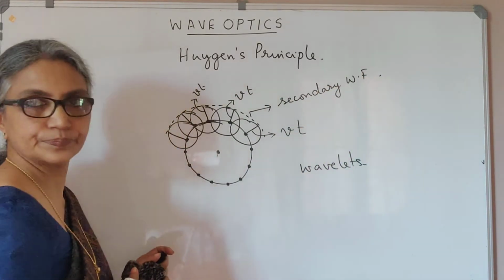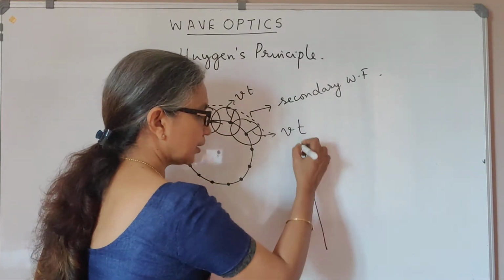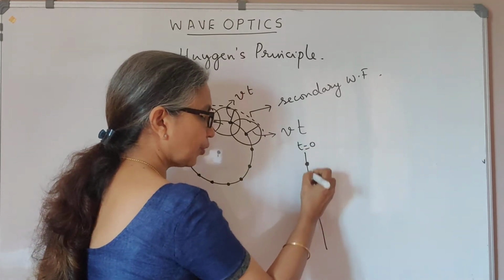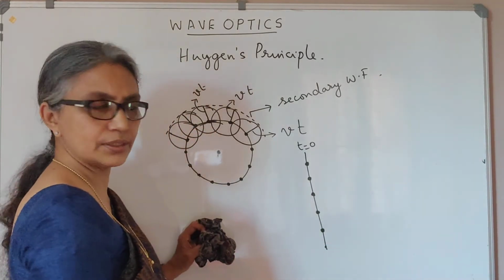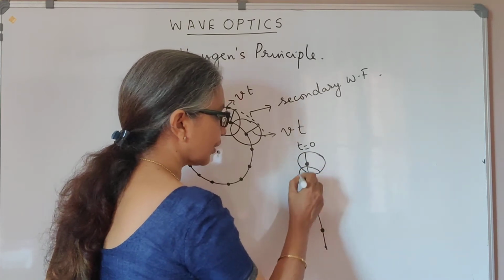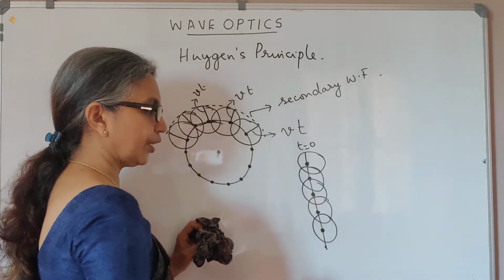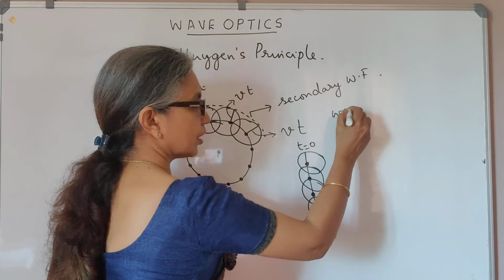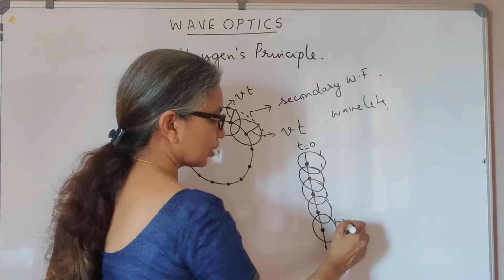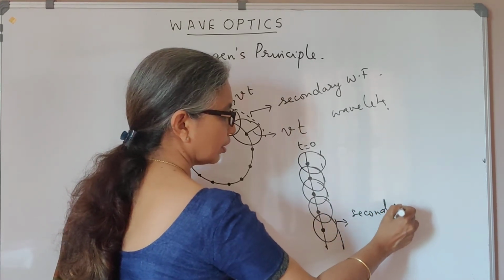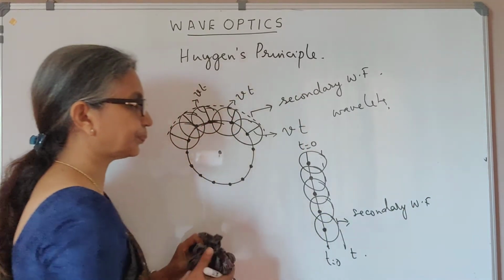at some time t. In a similar manner, if you have a plane wavefront, let's say this is at time t equal to 0, every point on this wavefront will now be a secondary source of energy, or a secondary source of disturbance, which will now produce its own spherical waves. Each of these sources will bring out spherical waves, which are called secondary wavelets, and a common tangent drawn to these wavelets will give you the secondary wavefront after, let's say this is time t equal to 0, after some time t.